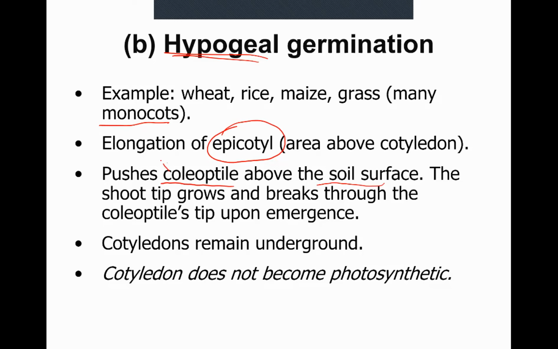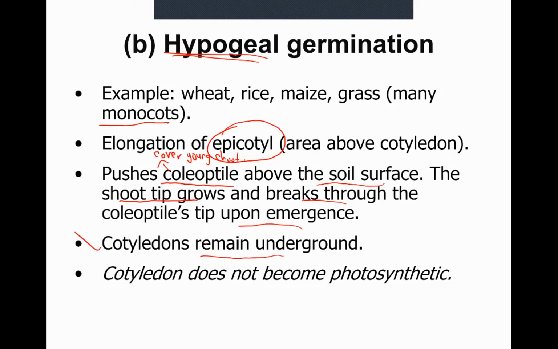Okay, ingat tadi balik. Coleoptile ni function dia apa? Covers the young shoot. Okay. Alright. Okay. So as epicotyl elongates, it pushes the coleoptile above the soil surface. So the shoot tip grows and breaks through the coleoptile tip. What happened to cotyledon? Cotyledon remains underground.